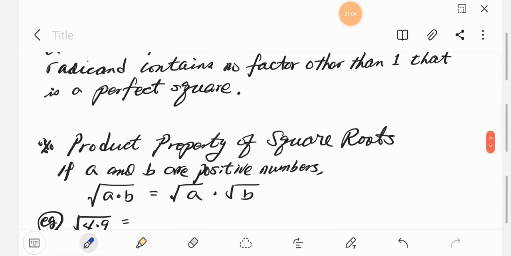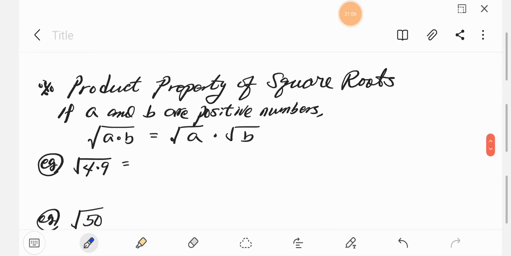So in this case, we need to understand the product property of square roots. We always have to apply this one. Let's say the radicand is positive, so a and b are positive numbers. Then the square root of a times b is a product, right? Then each factor can be separated under its own square root. You can separate a and b, each with the square root.